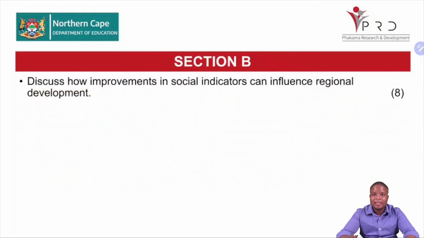Right, and the next 8-mark question says, discuss how improvement in social indicators can influence regional development. Social indicators, remember, they are there to do what? To measure the well-being of the citizens, the people. That's why we look at health, the standard of living, income, life expectancy, and education as social indicators. So how will improvement in those indicators influence regional development?